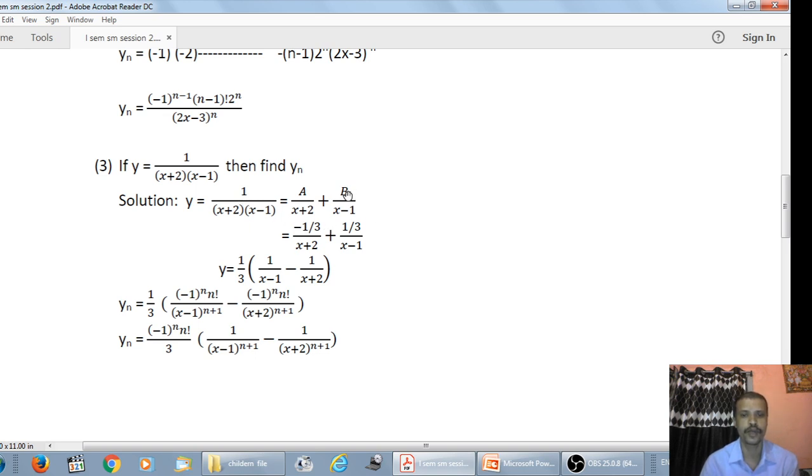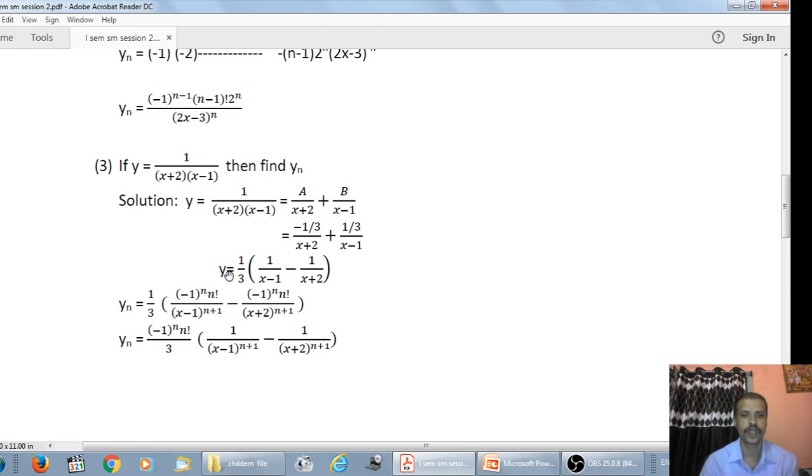Similarly, find B value. In the B constant, the denominator is x minus 1. Find x value by equating this to 0. x is equal to 1. Put this x value in the remaining factor of the LHS. Here x is equal to 1, 1 plus 2 is 3, 1 by 3, and this is B value, B is equal to 1 by 3.